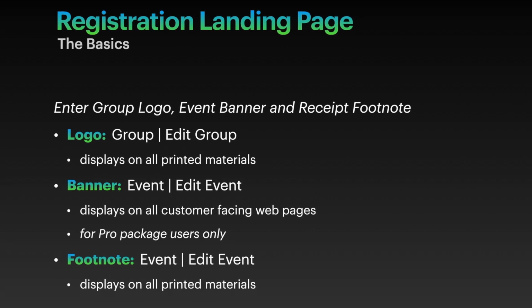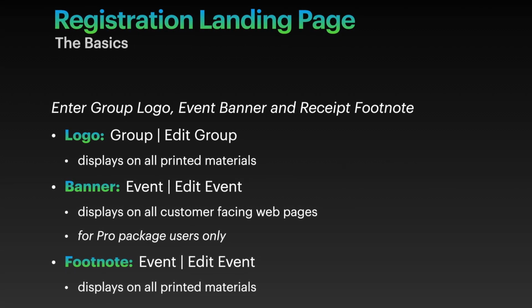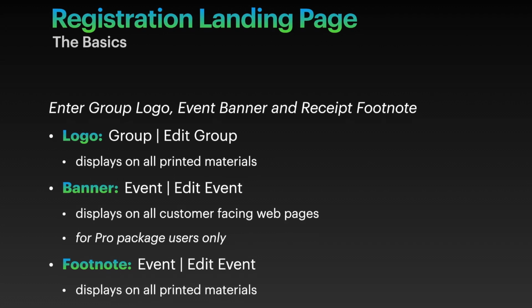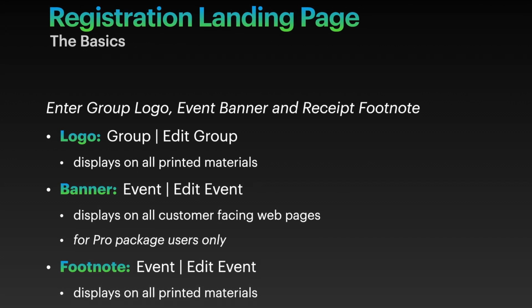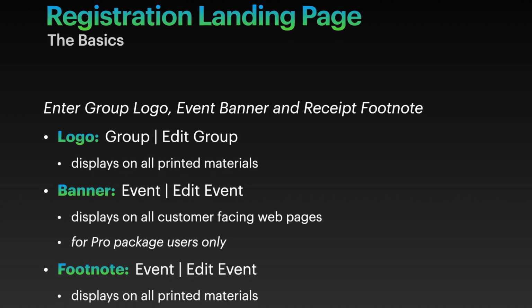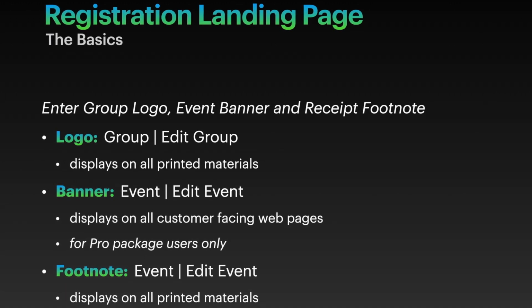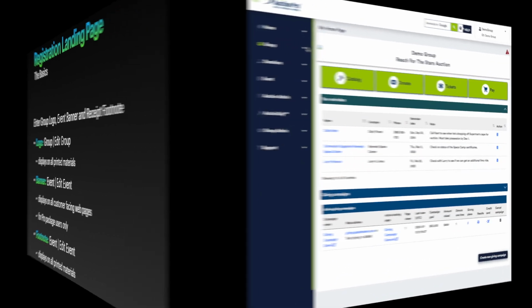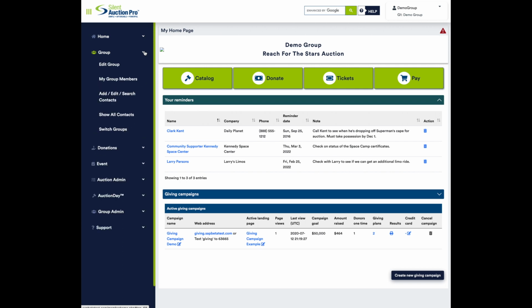A group logo will print on all receipts, bidder paddles, display sheets, and other printed materials. If you are a returning customer, your logo will carry over from your previous event. If you are a new customer or want to update your logo, navigate to Group and choose Edit Group.